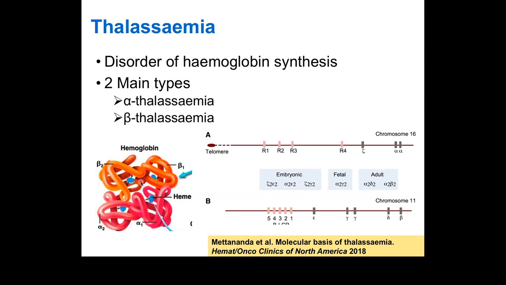Due to various mutations in these genes, mutations in the alpha globin gene lead to reduced or absent production of alpha globin chains, which leads to alpha thalassemia. Similarly, mutations in the beta globin gene lead to reduced or absent production of beta globin chains in erythroid cells in humans, which leads to beta thalassemia.